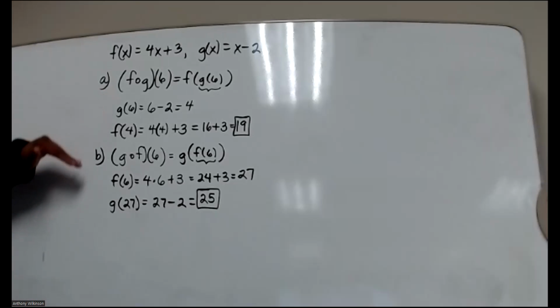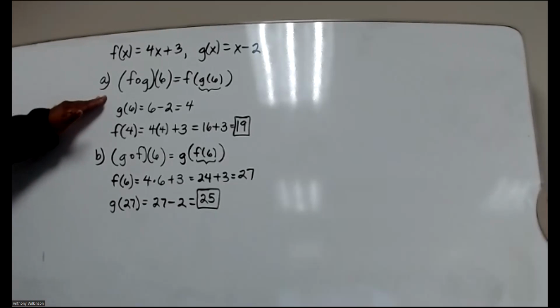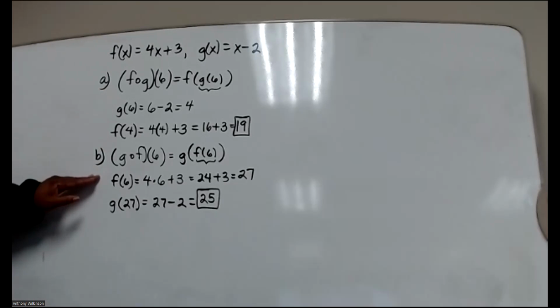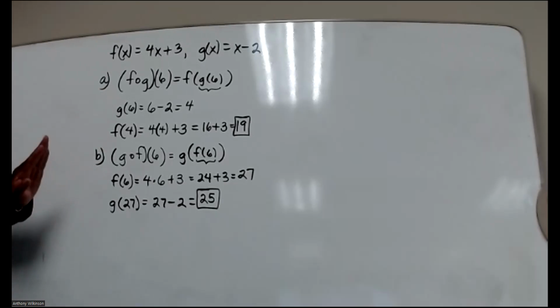Now, if you compare these two, the composition of f with g of 6 and the composition of g with f of 6, you can pretty much see that these two will not be equal. Not going to be equal.